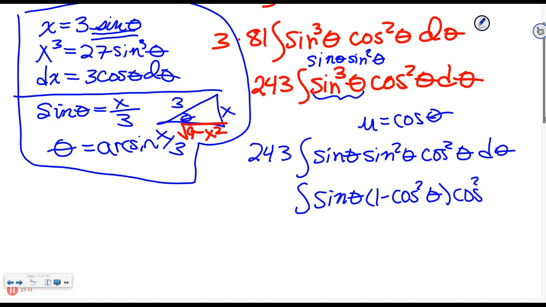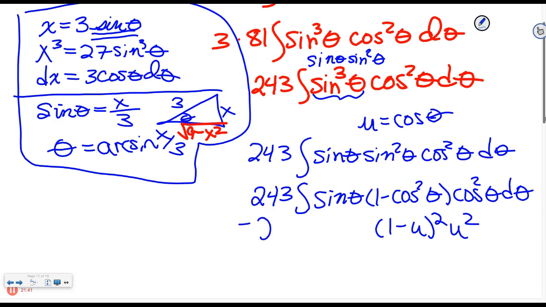I might not take this one all the way to the end because once I get over this hump, it's going to be smooth sailing again. But I'll take it out a little ways. Here's my 243 that I don't want to forget about. Now I've got a viable u. Who's u? Cosine. Watch what happens then. I have 1 minus u squared times u squared, right? And what's du? Negative sine theta d theta. So negative 243.